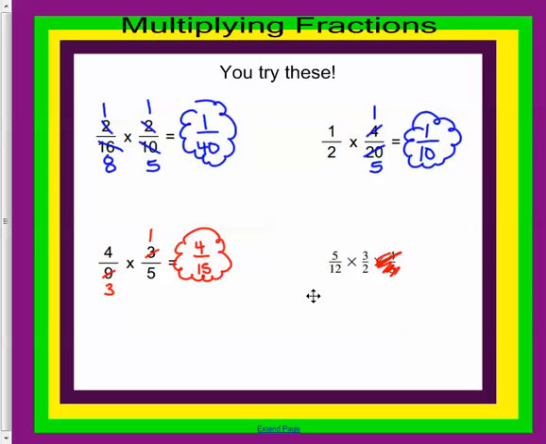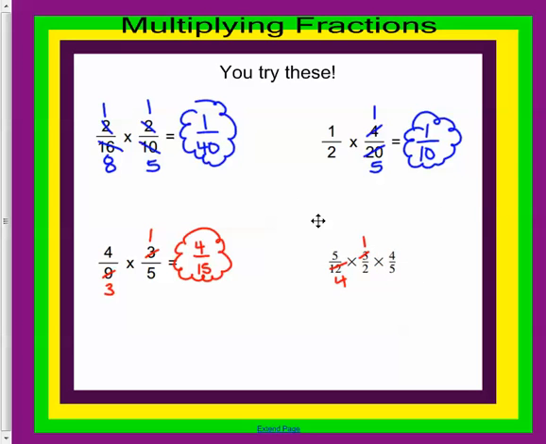So let's not look at this one first, and let's start simplifying. All right, so 5 and 2, no. 3 and 12, yes. 3 goes into itself once, it goes into 12 4 times. Now we can look over here.